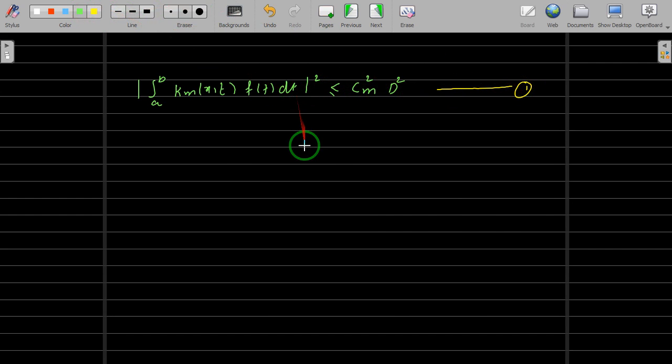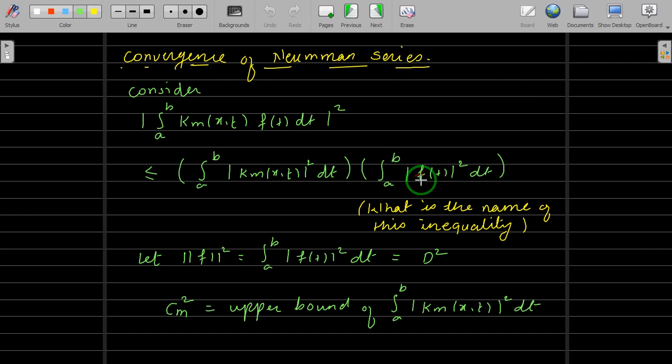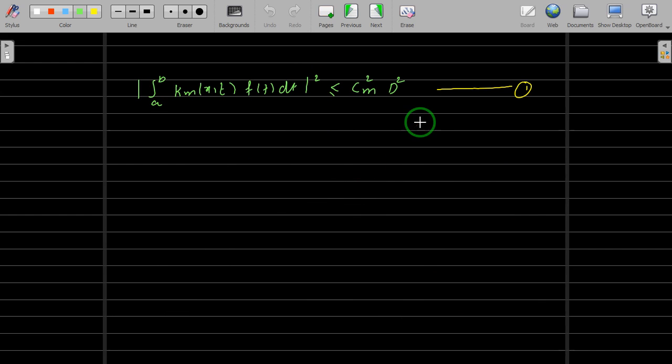Very simple thing. What we have done is we have taken this mod of f(t) the whole square, that integral, as d square because it's finite, and this is bounded, or its upper bound is Cm square. So obviously both the integrals will be less than or equal to Cm square into d square, right? So we get this equation 1.